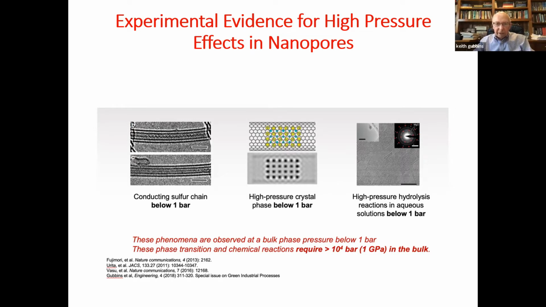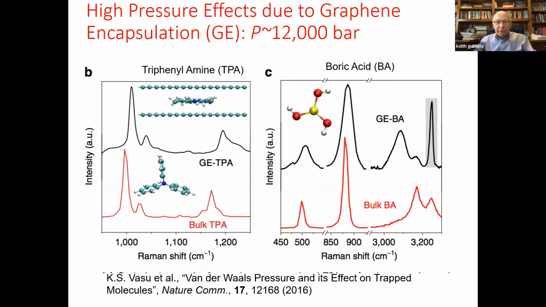So next slide, please. Here, this is an experiment, again, done by this group of Vasu et al. in Manchester. So they did a range of experiments where they observed what seemed to be high pressure effects. So their paper is called Van der Waals pressure and its effect on trapped molecules. And so here is a molecule of triphenylamine, and this is what it looks like. So there are 3 phenyl groups. There's one here, one pointing upwards, and one here. And in the middle, there's an amine. And so this is what it looks like if it's at low pressure, say atmospheric or less.